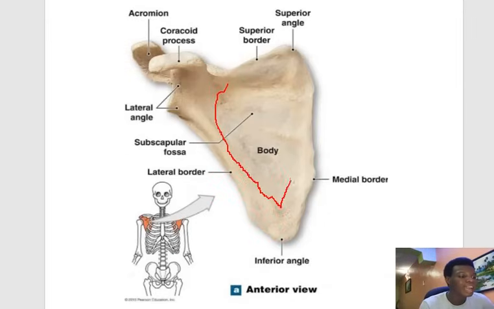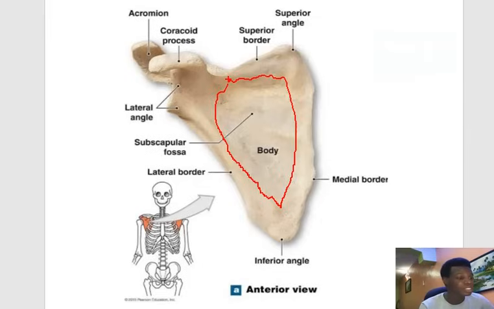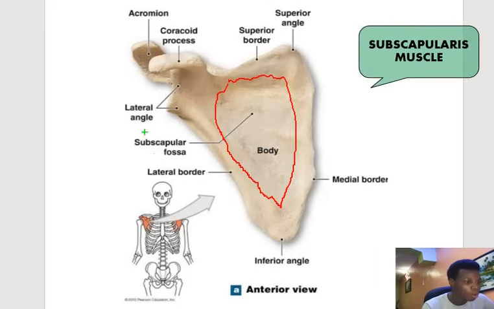Alright, very fast, let's talk about this anterior fossa right there. This very large fossa on the anterior surface of the scapula is called the subscapular fossa. Funny enough, it can be shaded too, and you'll be asked to identify one important muscle taking origin from there. That muscle is the subscapularis.